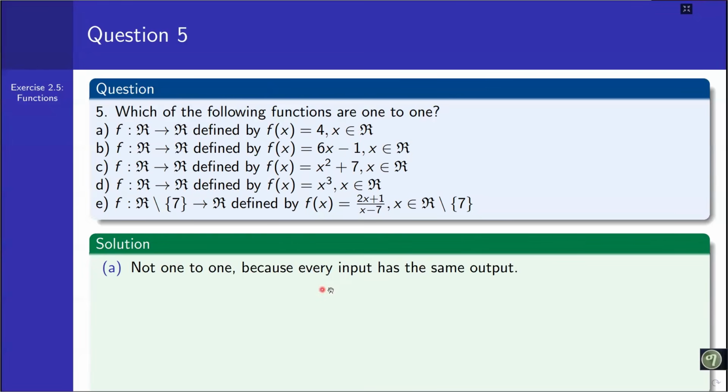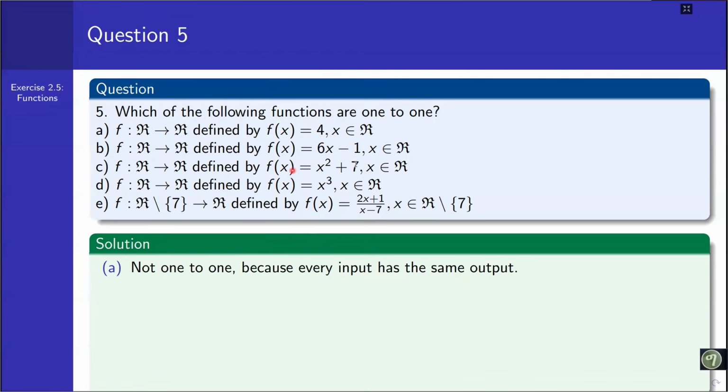It is not one-to-one because every input has the same output. Every number, the output of every number, that's simply 4. Similarly, ሁለተኛውን እዚህ ጋር በምንመለከትበት ጊዜ f is defined from R to R given by f of x equal to 6x minus 1 when x is an element of R.